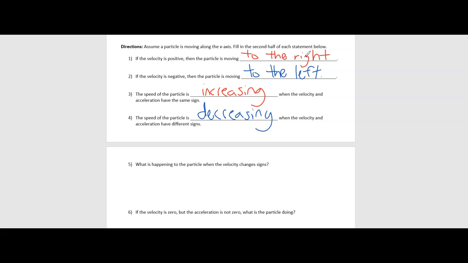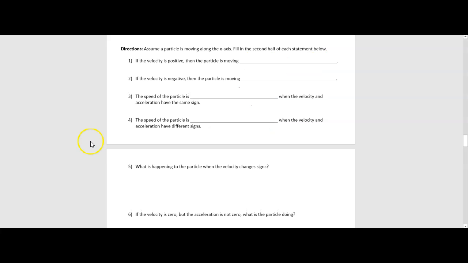If they're the same sign, both positive or both negative, the object is speeding up. If one is positive and the other is negative, then the object is slowing down. All right, let's go ahead and answer our last 3 questions for this video.